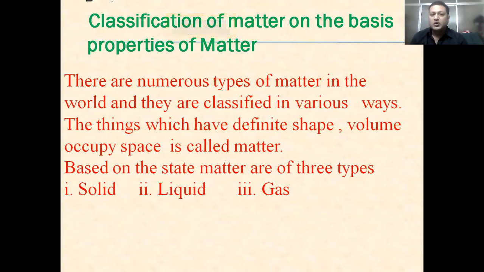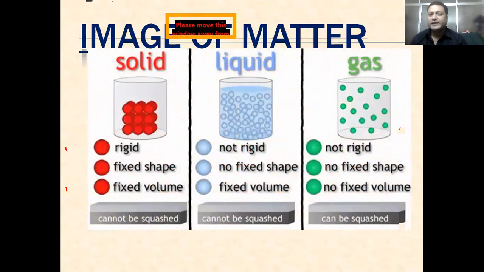Okay. So the things which have definite shape, volume, and occupy space are called matter. I already told you that matter is divided into three types. What are they? That can be solid, liquid, and gas. Okay, so students, what have we seen here? Different images of matter, like solid. First of all, I will give you the first pictures. So look very carefully at these first pictures.